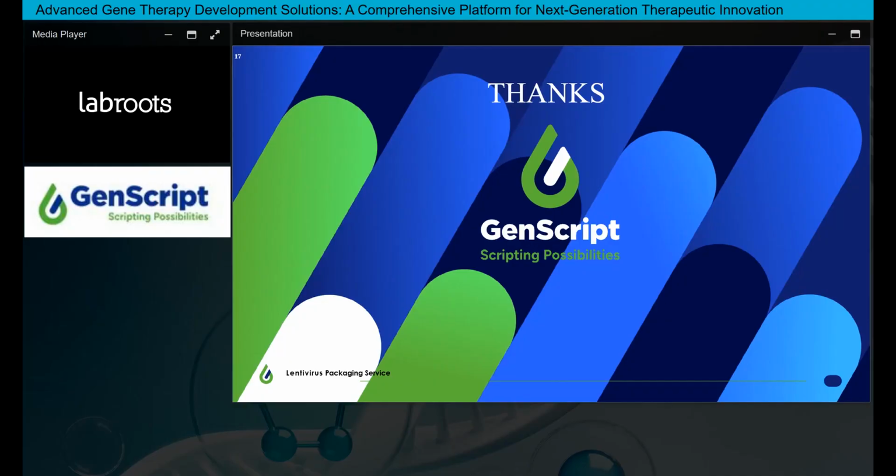Xiang, this one is for you. Can you share the GLV3 vector and sequence with me? Thank you. If you would like to place an order for a lentivirus packaging service, our customized vector plasmid sequence can be shared with you. It's free. Remember, this vector is provided only for research use.